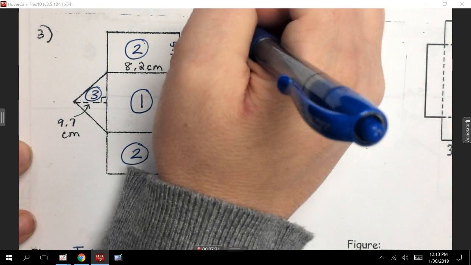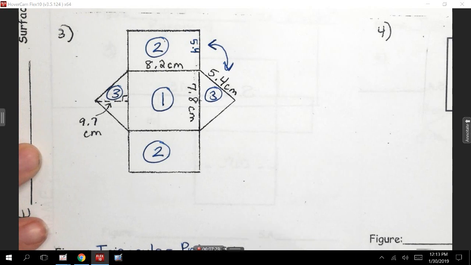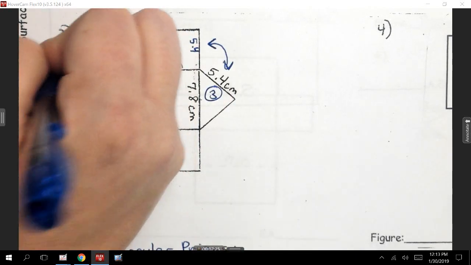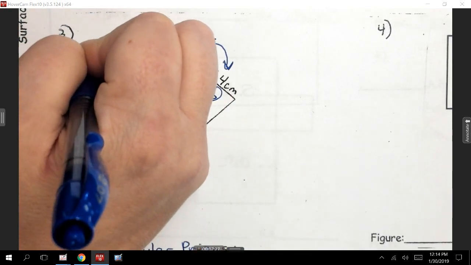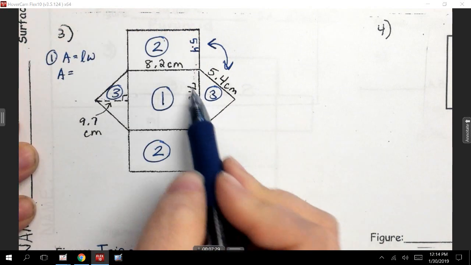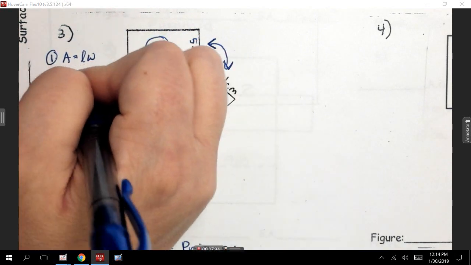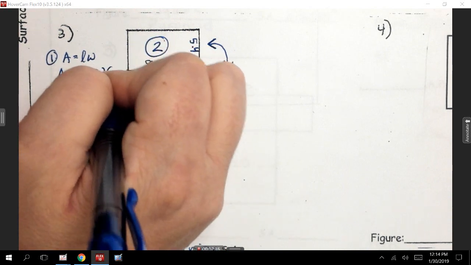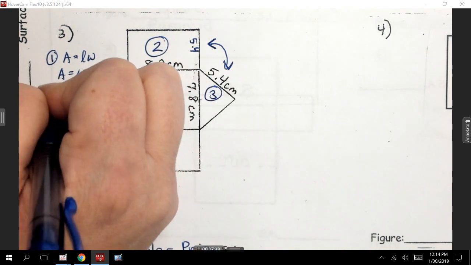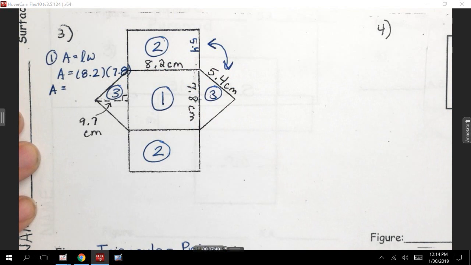All right, so again, starting with shape 1. Over to the side, shape 1 is A equals LW. Shape 1 is that one in the center. So I have 8.2 times 7.8. So A equals 8.2 times 7.8. What are we looking for there, Chris? What do we get as our answer there?